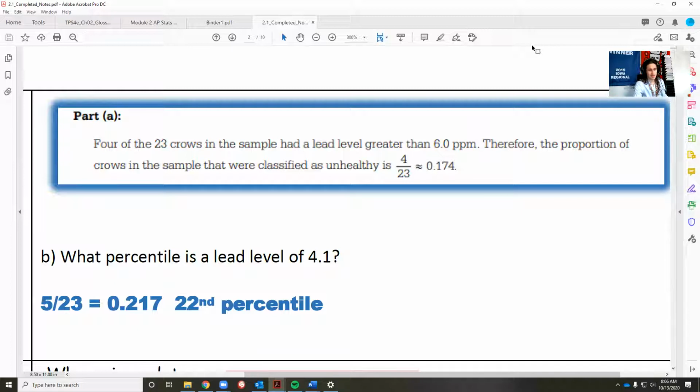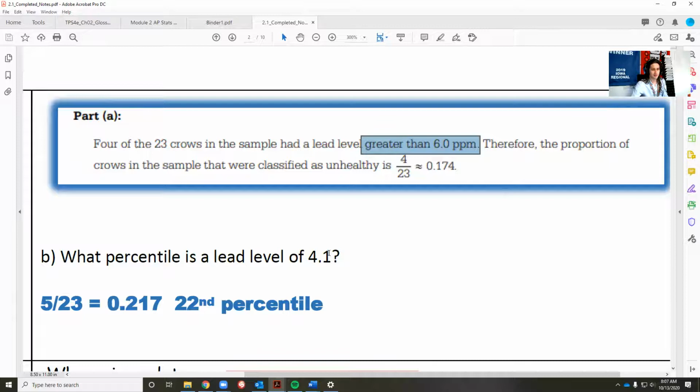Therefore, the proportion that were classified as unhealthy, you had to look back and say unhealthy is greater than 6 parts per million. If you didn't underline that in the text, you should go back and underline it because we're always looking for those kind of threshold values. What's the percentile level of 17? 4 out of 23 is fine. If AP ever asks you for proportion, by the way, an unreduced fraction is absolutely fine.